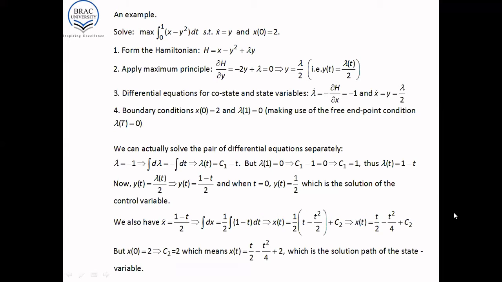Let's look at an example. You want to maximize, between the lower limit of 0 and the upper limit of 1, the functional integral of (x minus y squared) dt, subject to x dot is equal to y and x of 0 is equal to 2. This is our initial condition. It is understood that x and y are all functions of t.